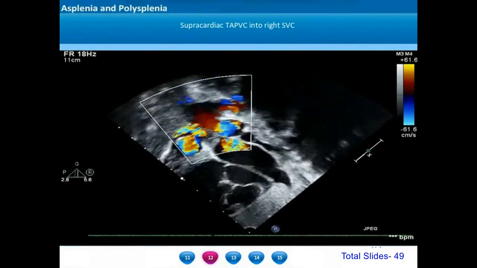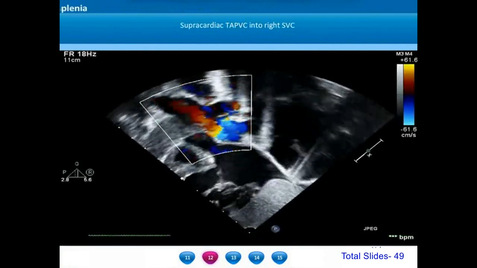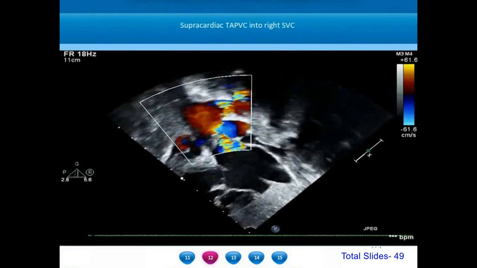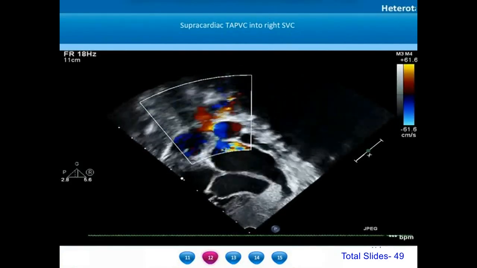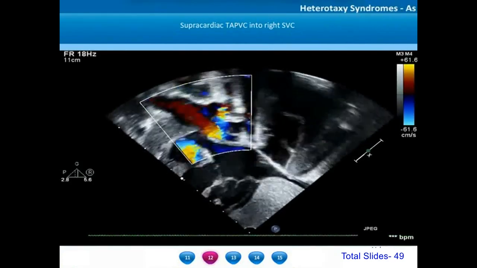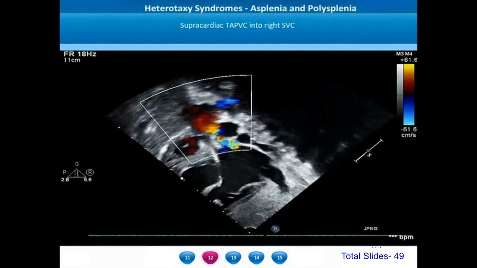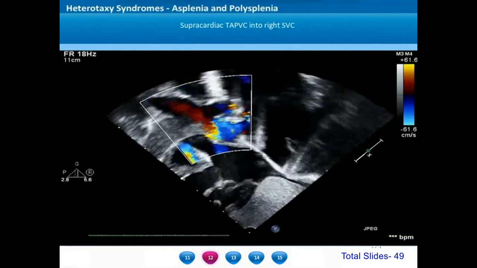There is a turbulence in the pathway of the pulmonary veins as it ascends up as the right vertical vein, and this is a feature of pulmonary venous obstruction. A good number of TAPVCs in association with asplenia will have obstruction to the pulmonary venous pathway.